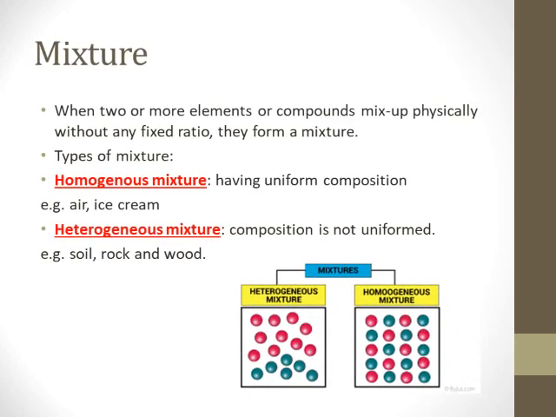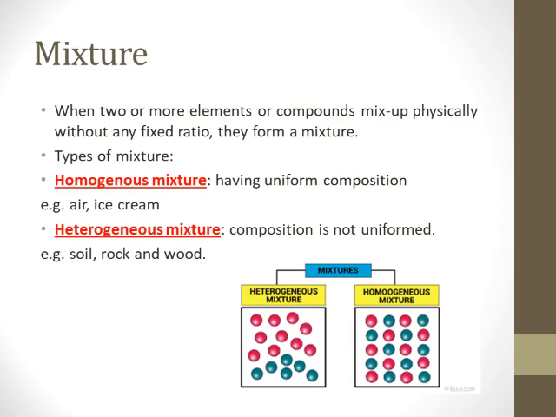Next is the mixture. After understanding the mixture, we will get a clear difference between compound and mixture. So what is the definition of mixture? When two or more elements or compounds mix up physically, not chemically. Here is a physical mixing of elements or compounds without any fixed ratio. Another difference from the compound: there is no fixed ratio in a mixture.